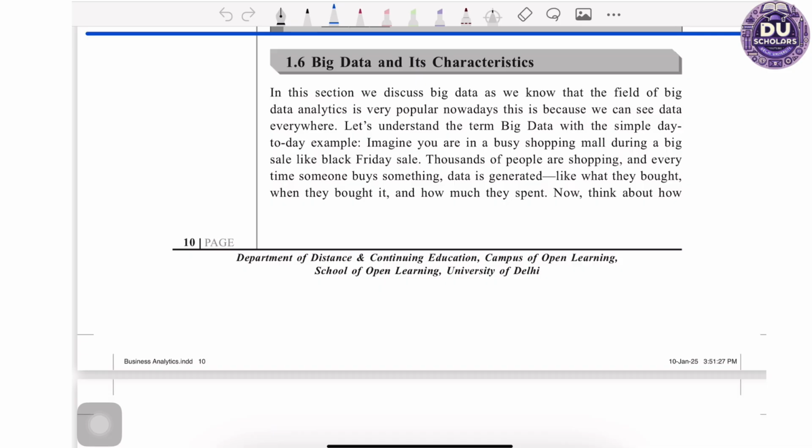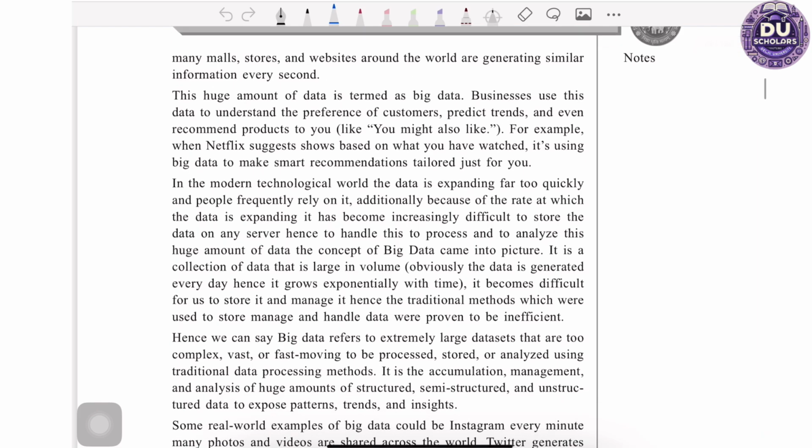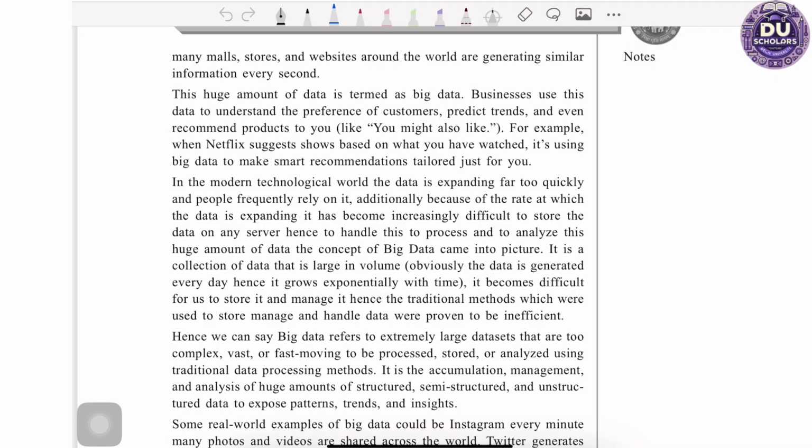Thousands of people are shopping, and every time someone buys something, data is generated. Even if someone doesn't buy something, data is still generated: what you bought, what you didn't buy, what you saw, what you didn't see, when you bought, and how much you spent on what things, right? Now think about how many malls, stores, and websites are around the world generating similar information every particular second, right? This huge amount of data is termed big data. Big data is collected every millisecond all over the world. So this huge amount of data every second is called big data.